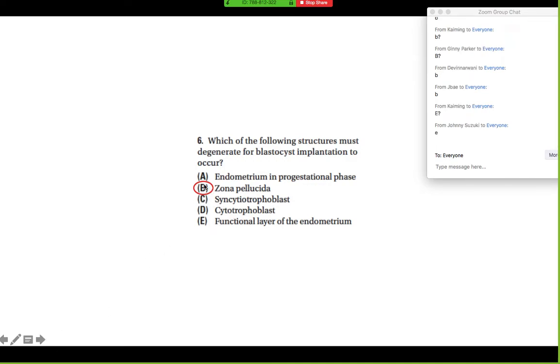Yeah, so the correct answer here is B. And if you go back to those charts, I have that mentioned under the block that talks about implantation. So go back and look at that.